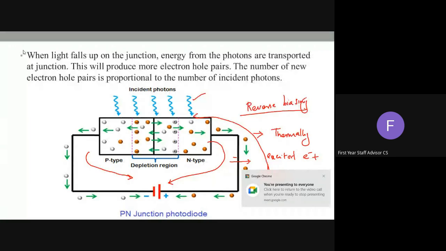So what were we talking about? Photodiode. So what happens in a photodiode? Normally photodiode means it is a type of photo detector. In a photodiode, it can be said as a reverse biased PN junction.